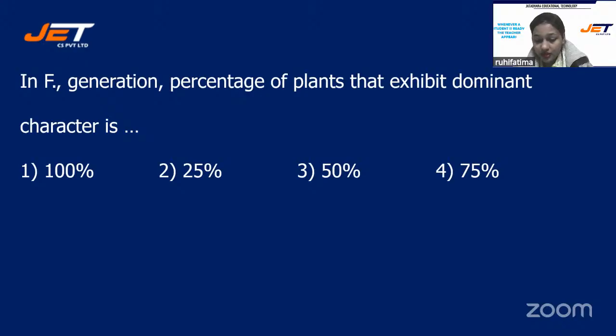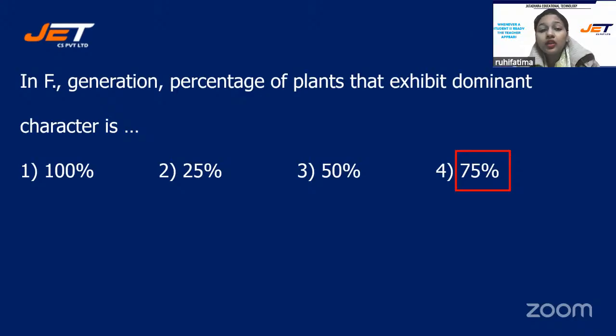Hurry up, students. In F2 generation, the percentage of plants that exhibit dominant character is 100%, 25%, 50%, or 75%. The correct answer for this question is option number 4, 75%. That is why the ratio is 3:1. So the correct answer is 75%, not 100%, students.